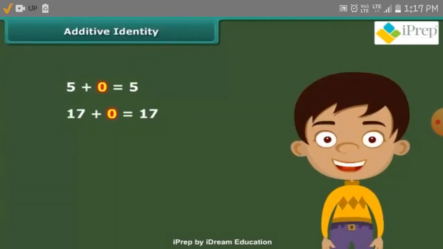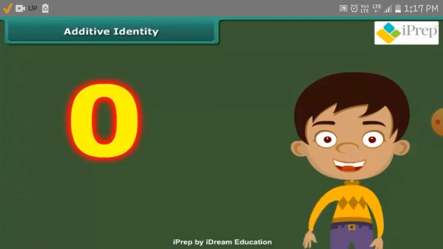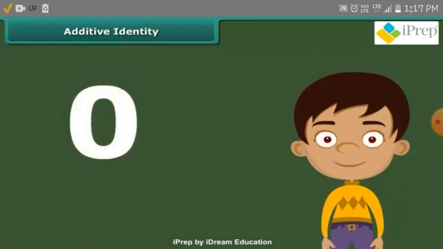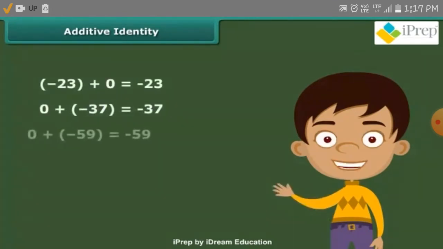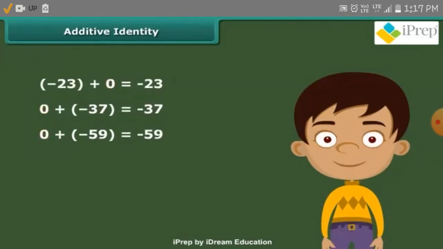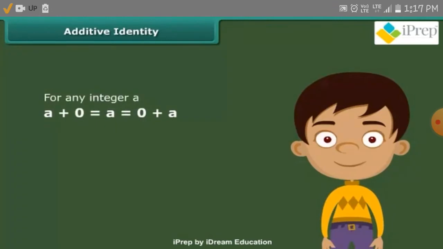When we add 0 to any whole number, we get the same whole number. 0 is an additive identity for whole numbers. Similarly, if we add 0 to any integer, we get the same integer. In general, for any integer a, a + 0 = a, which equals 0 + a.